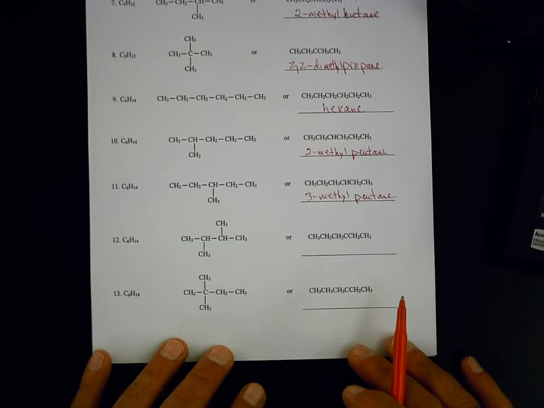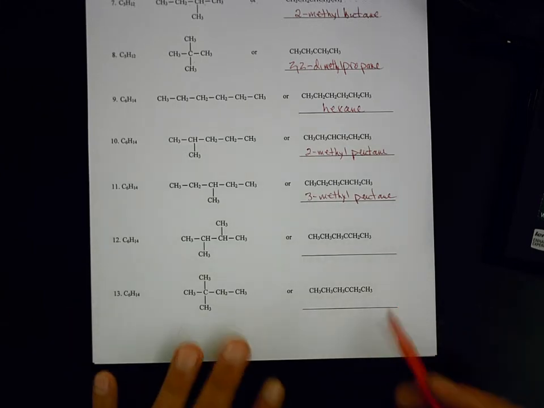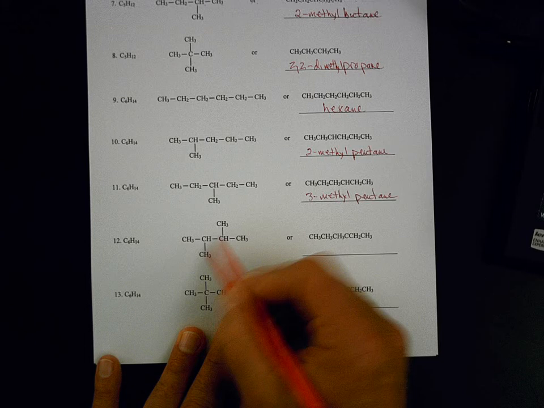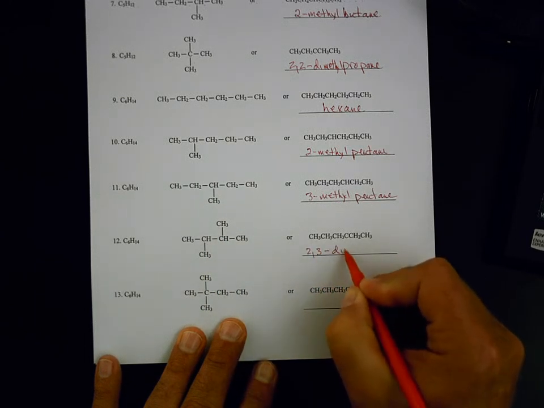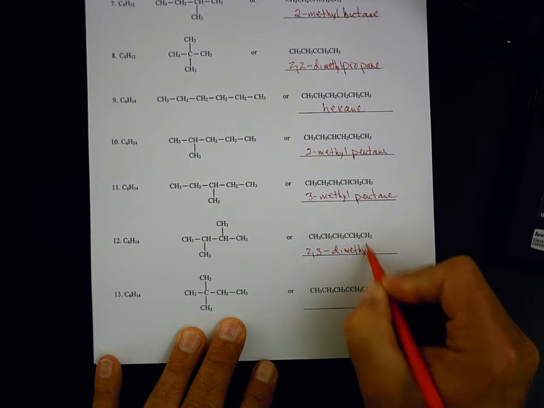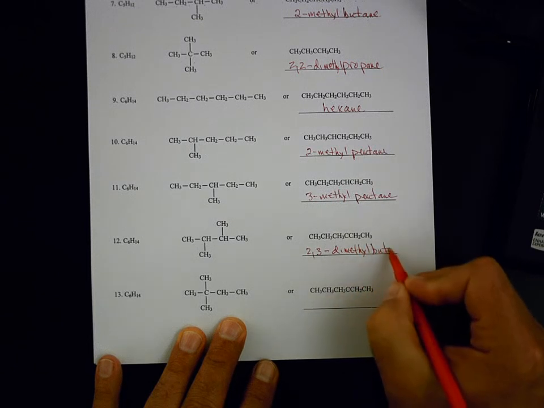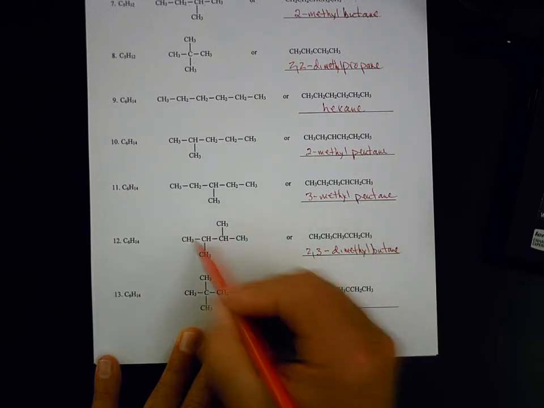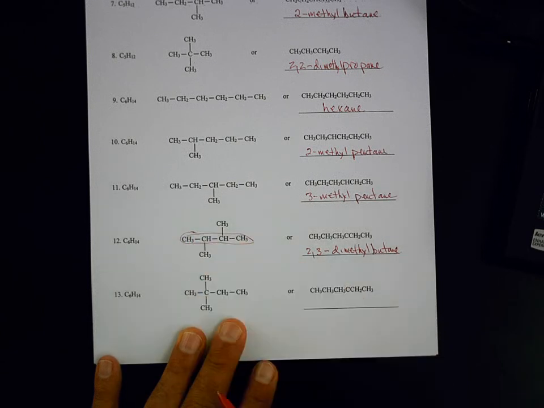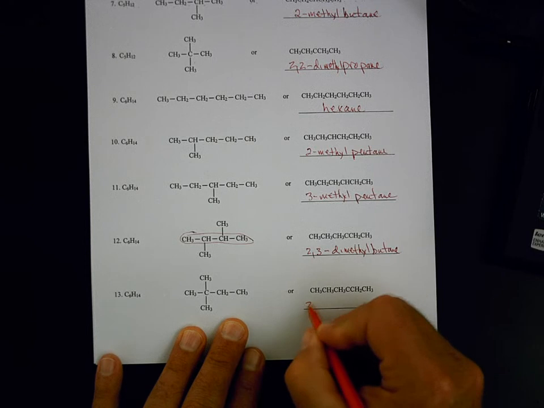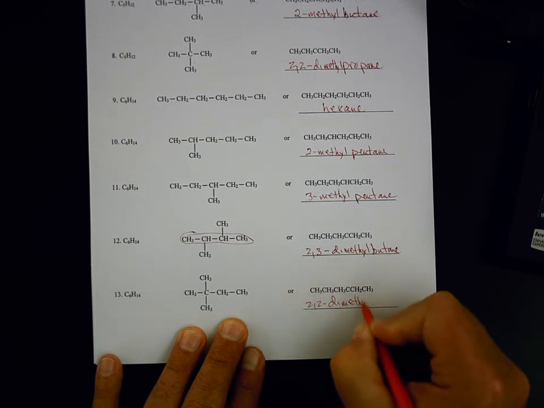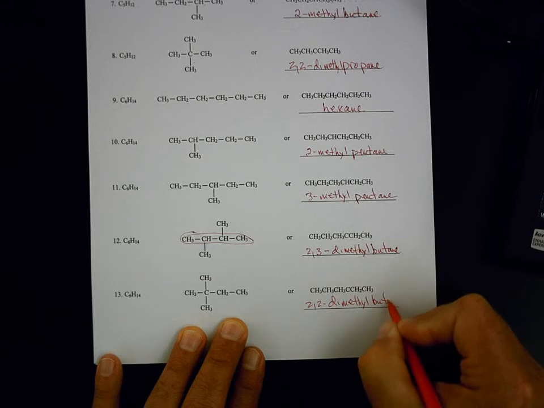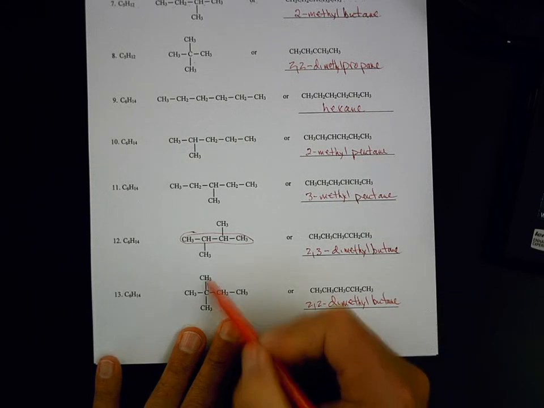And then in 12 and 13, I have 2 branches now. Okay, the first one would be 2,3-dimethyl, and then butane, because the main chain is now only 4 carbons. And then the last one, it would be 2,2-dimethylbutane, because they're both on the same carbon.